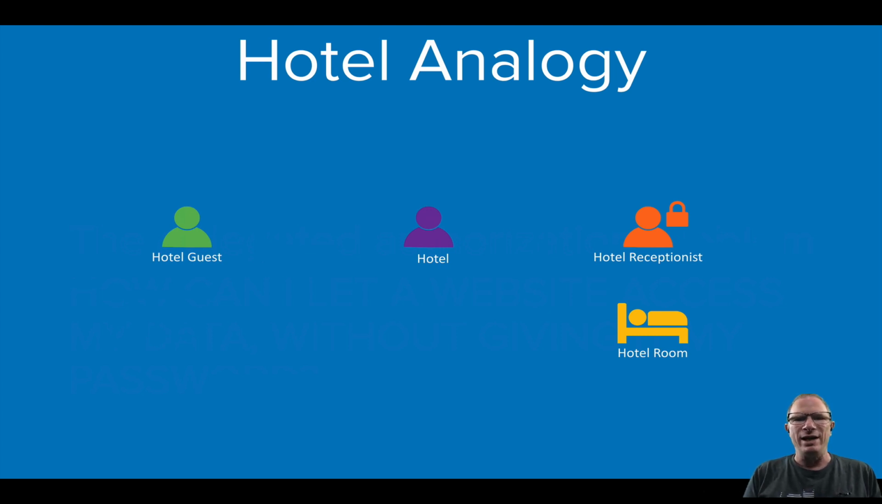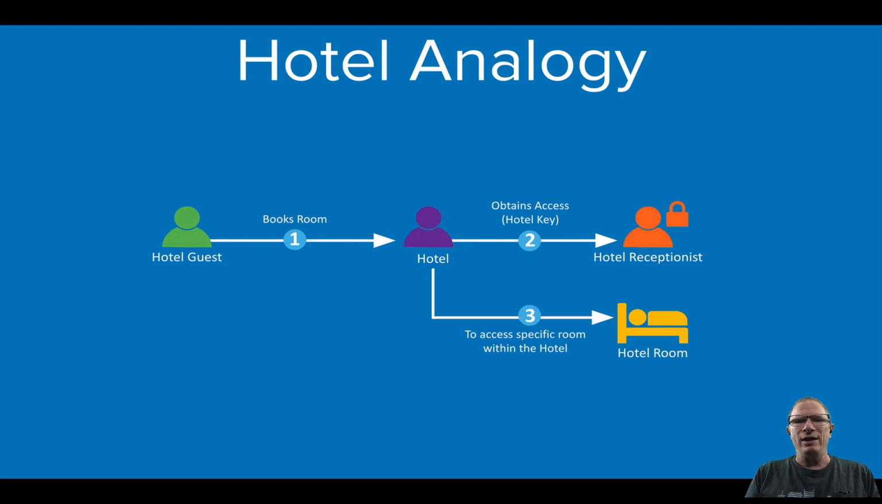It turns out that how we interact with hotels relates to OAuth in some important ways. So with a hotel, we have these actors: the hotel guest, the hotel, the receptionist, and the hotel room. At this point, it may be hard to remember, but we've all had interactions with hotels. So I go and book a room, I obtain a hotel key, and then I go to my room and I open the door. This set of steps, which in the OAuth world we call a flow, maps onto OAuth in some important ways.